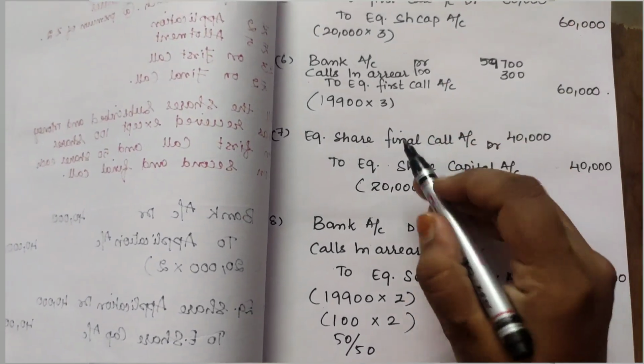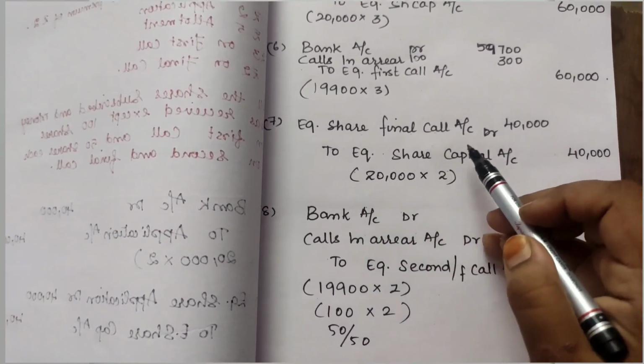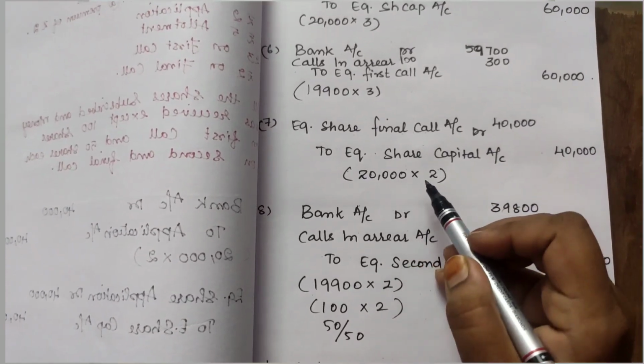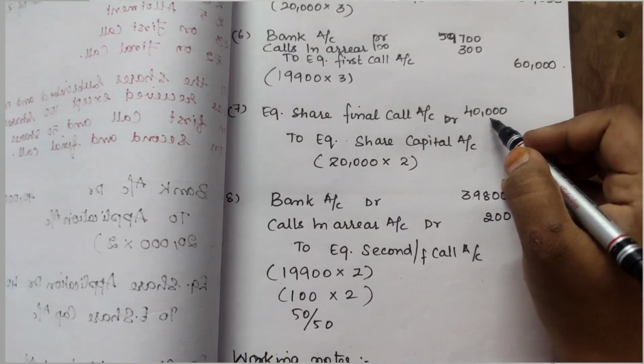You are sending the invitation. Equity share final call account debit to equity share capital account, 20,000 into 2. Okay, how much money should come? 40,000.